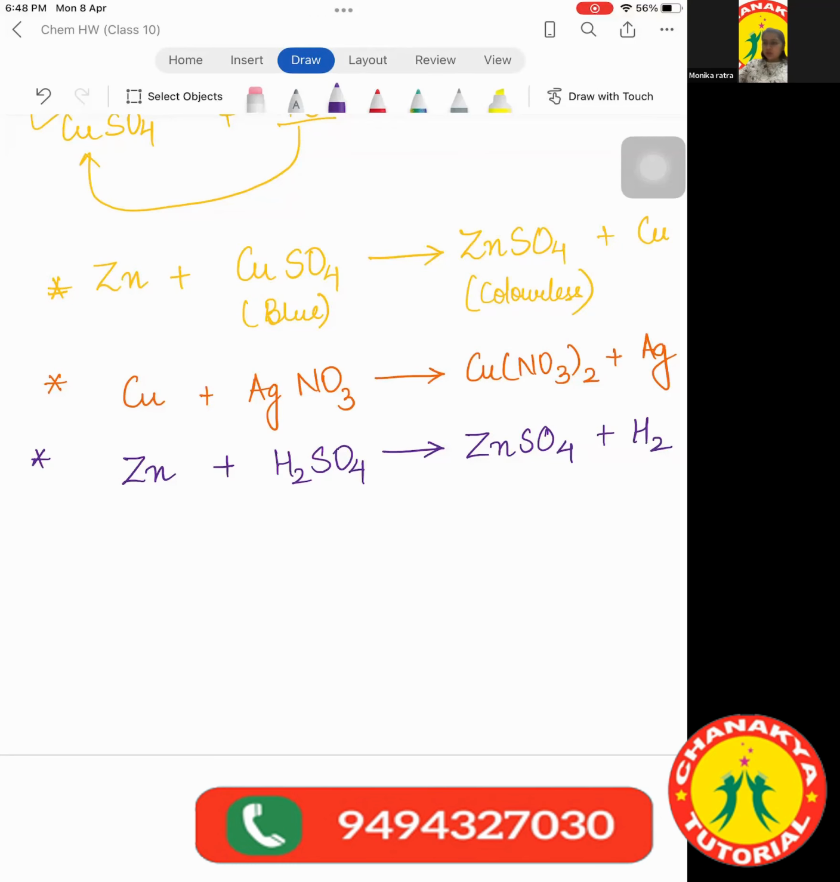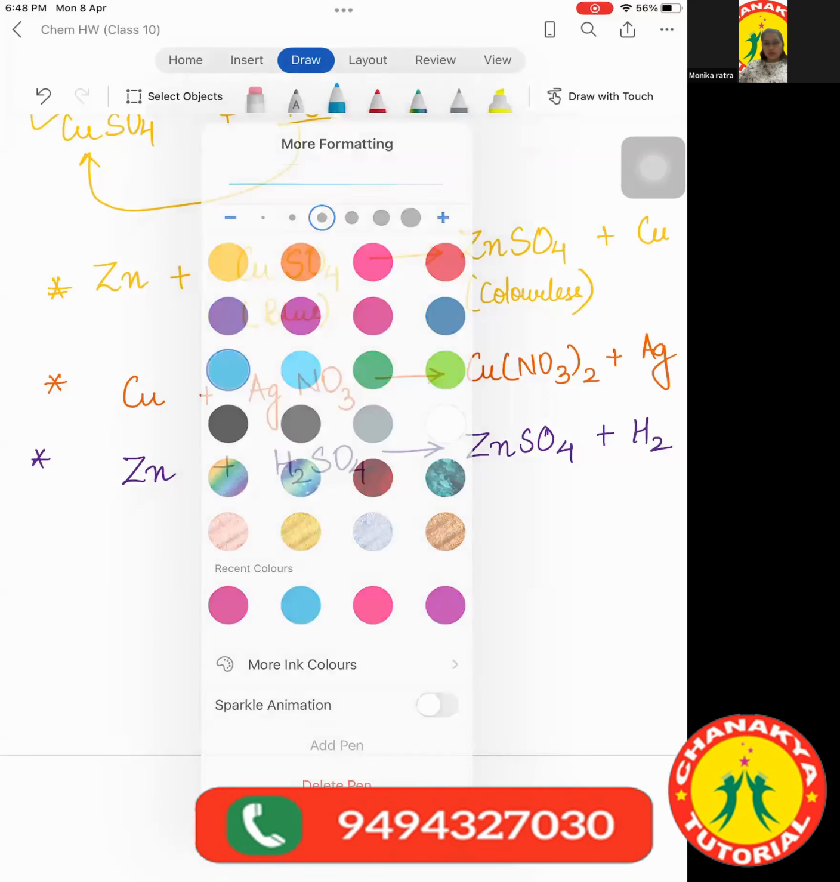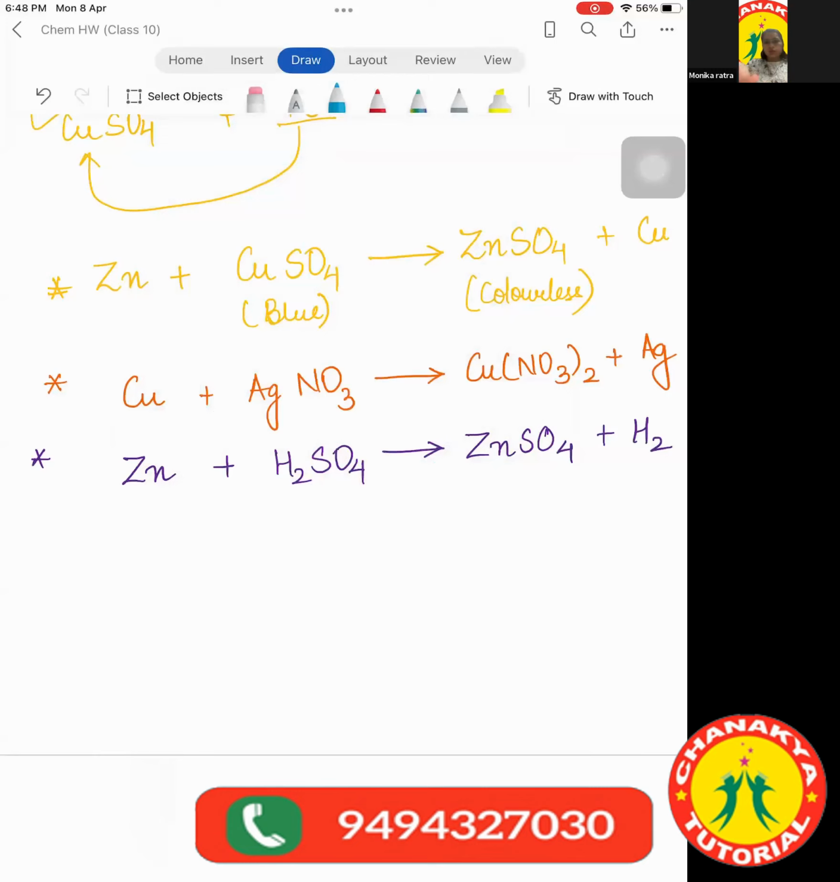Dhairya, can you unmute yourself? Yes, ma'am. So Dhairya, you tell me about the next reaction. The next reaction is Mg plus CuSO4. Do you think that this reaction is going to take place?